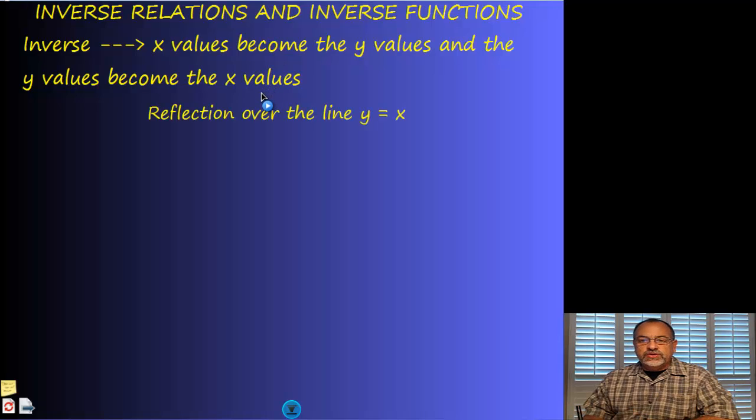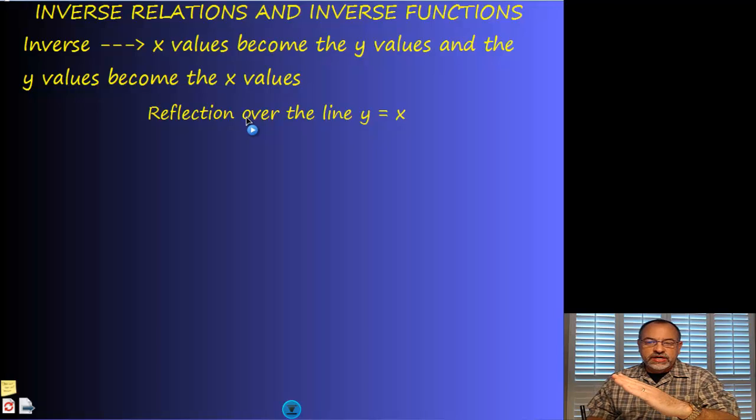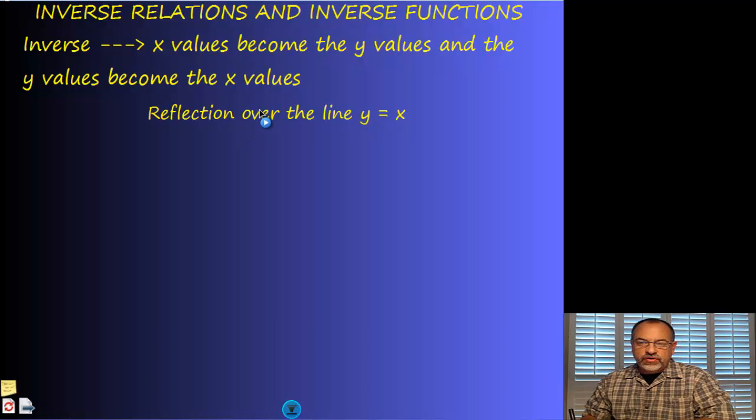Graphically, what it looks like is a reflection over the line y equals x. In other words, if you were to sketch the graph y equals x on your graph, and then reflect over it, you would take any values on this side and reflect them over to this side and vice versa. That would give you your new relation, or your inverse relation.